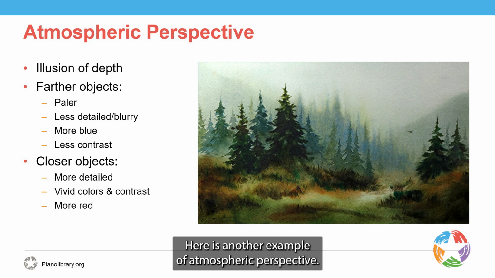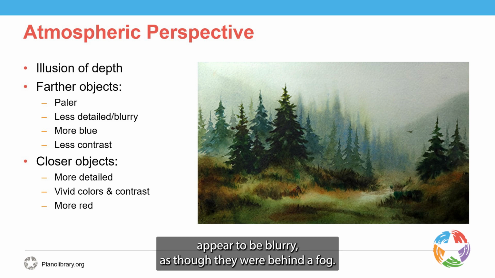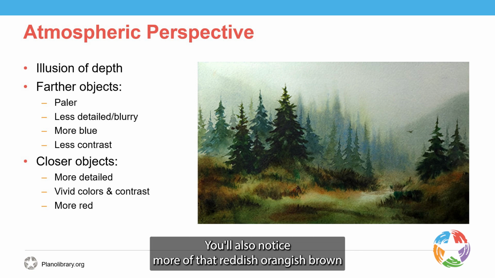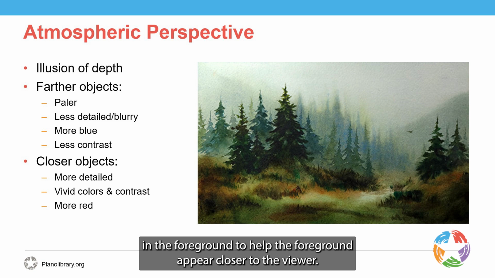Here's another example of atmospheric perspective. You can see the trees in the distance appear to be blurry as though they were behind a fog. This is because of the wet-on-wet technique I mentioned earlier. You'll also notice more of that reddish-orangish brown in the foreground to help the foreground appear closer to the viewer.